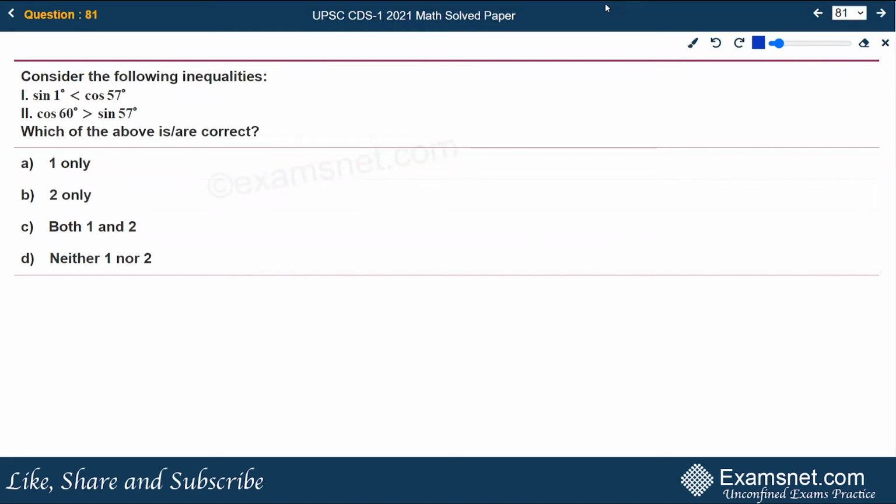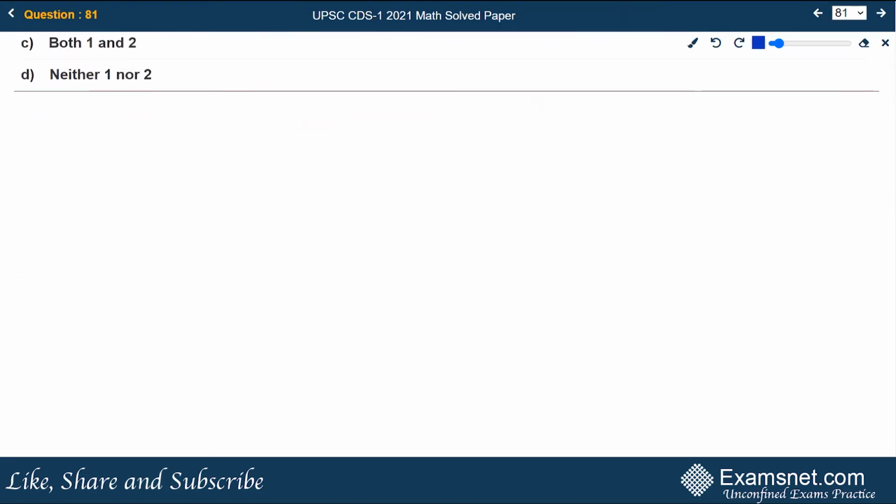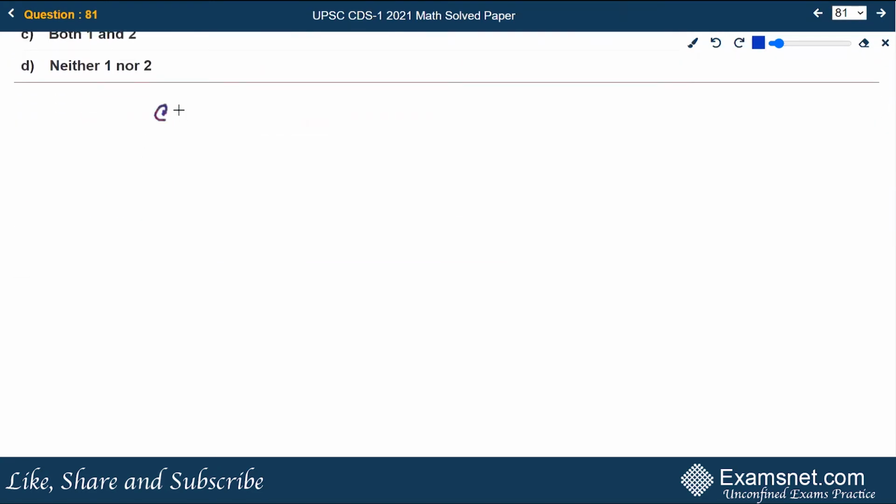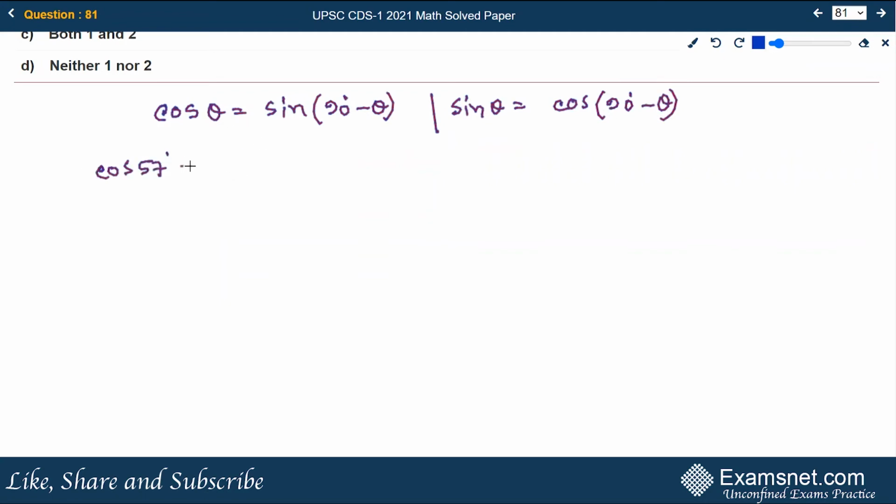In question number 81, we are given, consider the following inequalities: sine 1 degree is less than cos 57 degree, and cos 60 degree is greater than sine 57 degree. We will check both the statements separately. So we know from complementary angles, cos theta equals sine (90 degree minus theta). Also sine theta equals cos (90 degree minus theta), correct? Now let's write cos 57 degree.